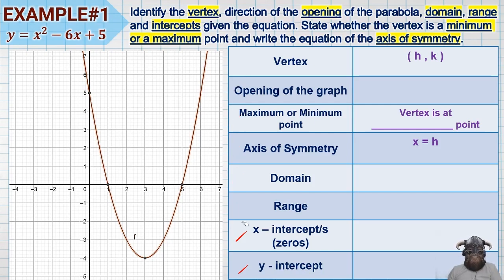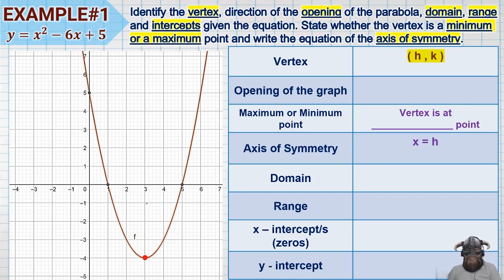Good thing in this example, we already have the graph. So, hindi ko na kayo pag-graph pa ulit. First, we try to identify the vertex. So, HK. Ito yung na-recall natin kanina. In this case, you can see that your parabola is opening upward. Therefore, we just need to look for the lowest or the minimum point of this given example. So, in this case, ito yun.